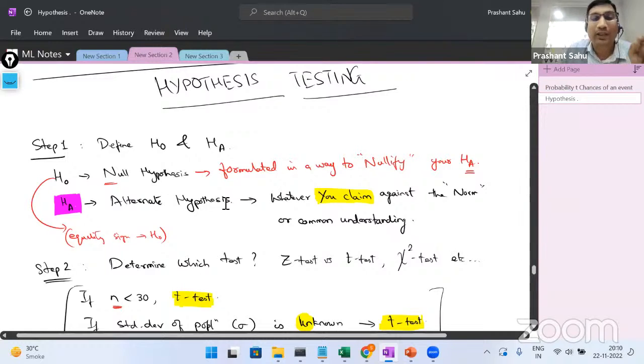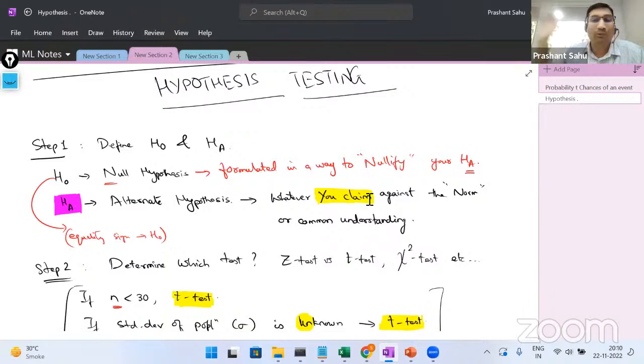So what is the alternate hypothesis? Whatever your claim is, which is against the norm. Someone was commenting about the normal thing. Yes, the normal thing is your null hypothesis. If your claim is what everyone already believes, then you are going in sync with the null hypothesis. Your claim itself is the null hypothesis, right? So you have to make a claim which is against the norm. Then such a claim will become interesting to be validated, and such a claim will be called the alternate hypothesis.